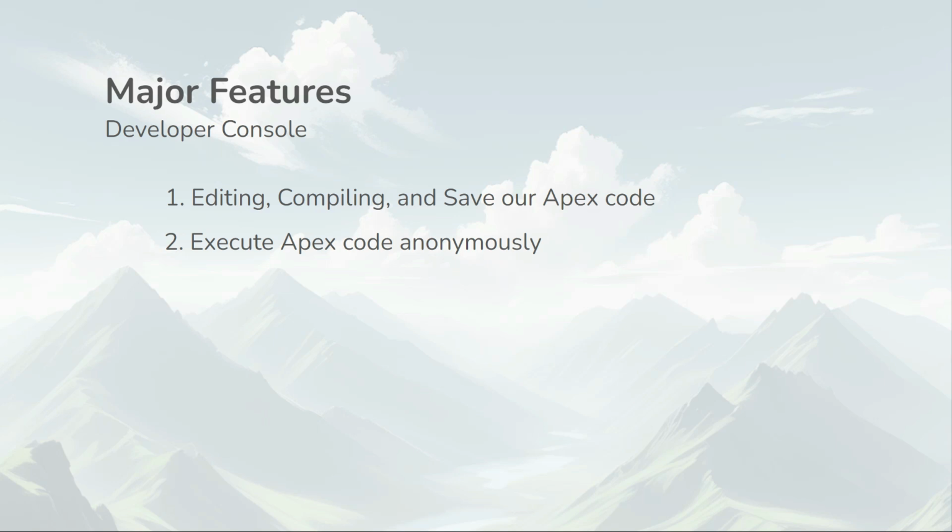There are certain Apex snippets that we want to execute before we add to an existing method or function in an existing class. So that is something that can be done using the second feature, which is executing the Apex code anonymously.